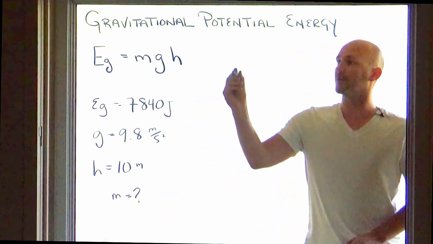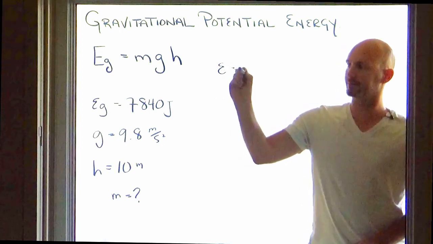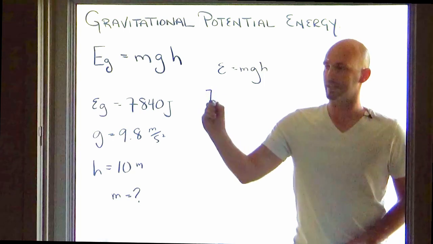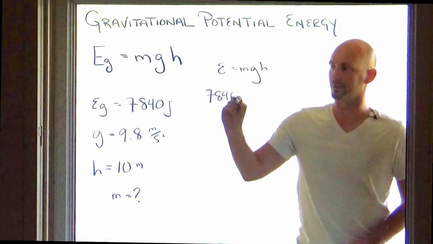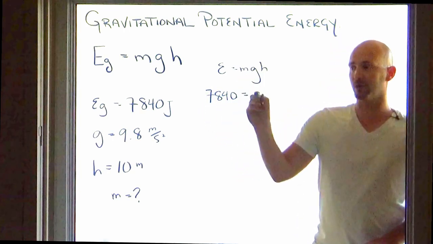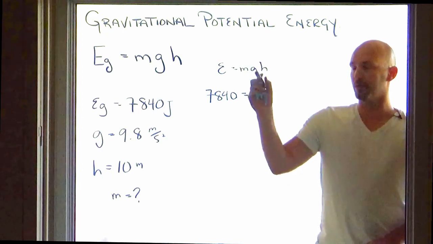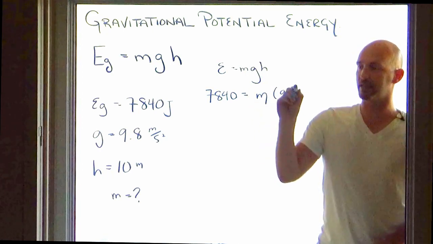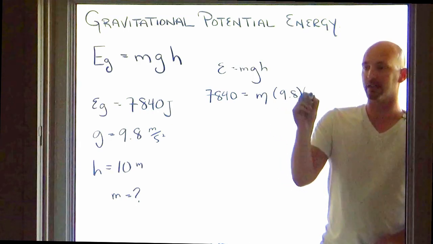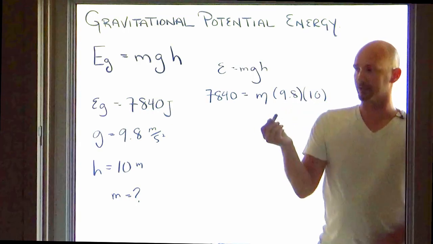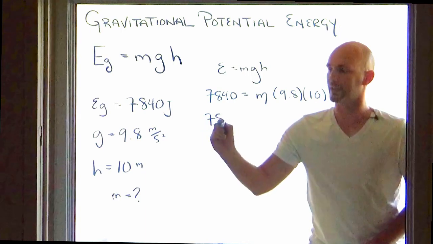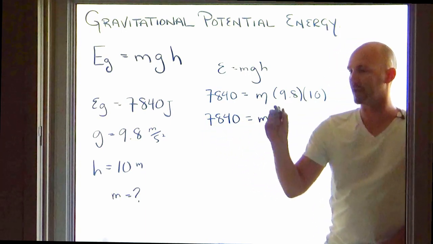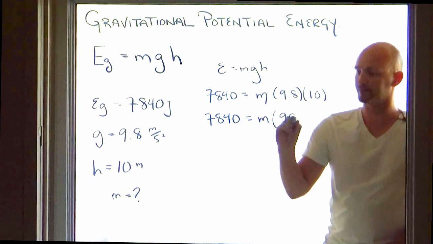So if we start with the original equation, as always, in goes your energy, the 7,840 joules. I'm not sure how much mass I can throw, but I know that the gravitational acceleration is 9.8, and the height I'm trying to clear is 10 meters. So 7,840 will be the mass multiplied by 98.